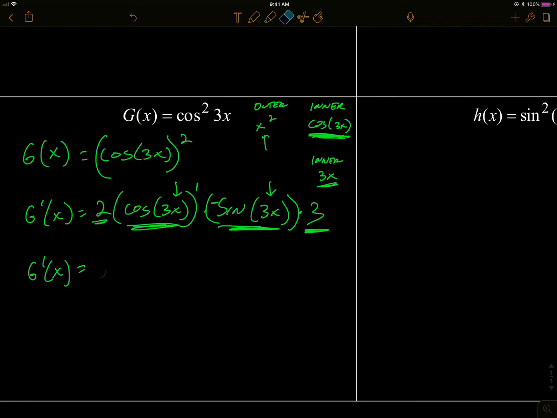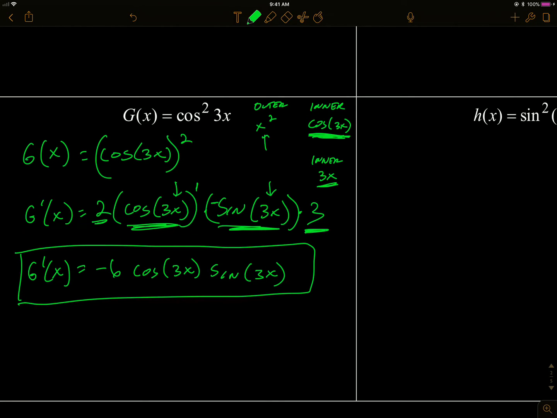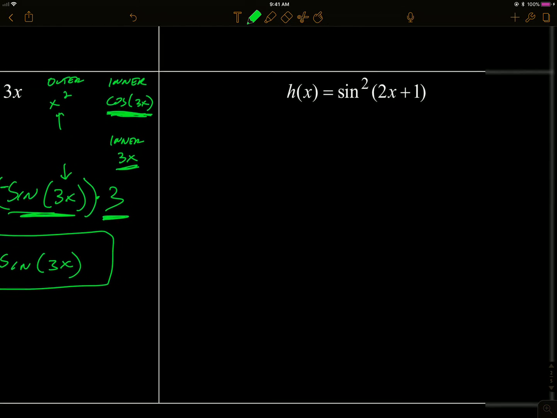So I'm actually going to have a 3 times a negative 1 times a 2. So it's going to be a negative 6. And then it's going to be cosine of 3x times sine of 3x. Remember, these 3x's don't mean multiplied by cosine. It's inside the cosine. You can't do any algebra with that.